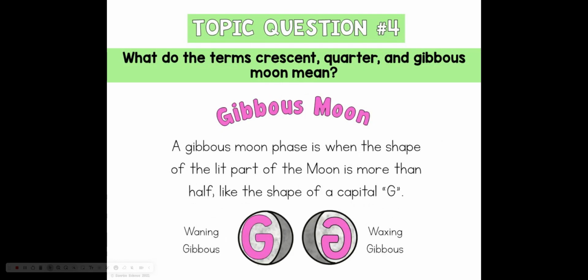Gibbous is my favorite one. So a gibbous moon is when the shape of the lit part of the moon is more than half. You can actually put a big G in it. When the light is on the left, it is a waning gibbous. When the light is on the right, it is a waxing gibbous.